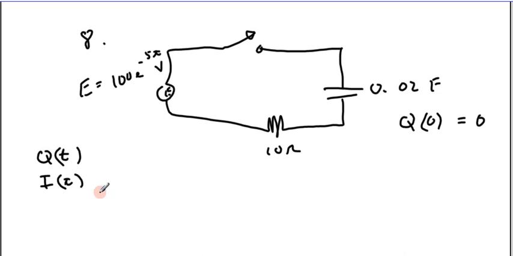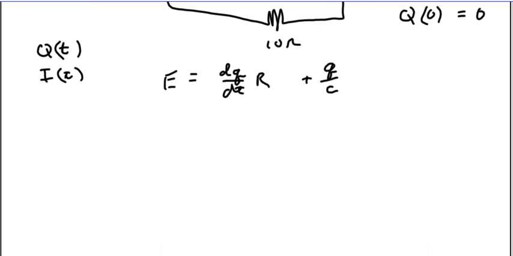What is the maximum charge on the capacitor for any time t greater than 0, and when does that maximum charge occur? Okay, so first of all, we have to get that the voltage source has to be R dq/dt plus Q over C.